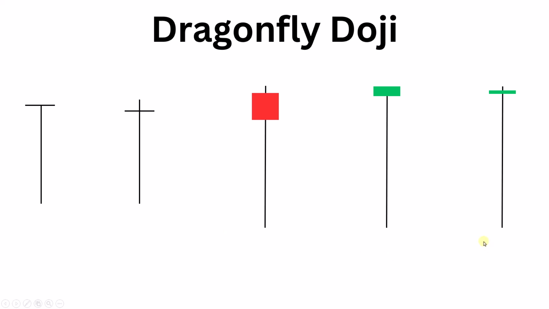Now if this had formed in a downtrend, meaning at the end of a downtrend, then this would signify that the price will go up, correct? If there was an uptrend and this had formed at the end of an uptrend, then it would signify that the price would go down. Same is the case here and here.